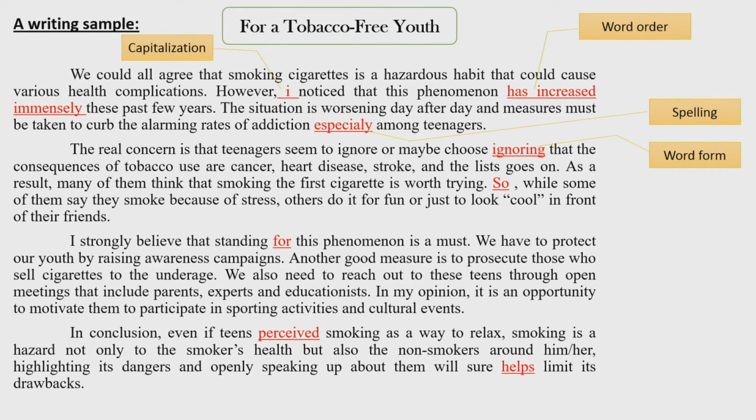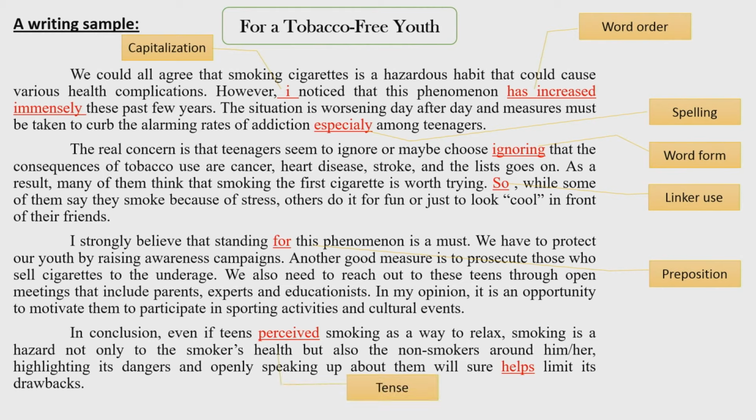The real concern is that teenagers seem to ignore or maybe choose to ignore that the consequences of tobacco use are cancer, etc. The linker used here is a wrong linker. There is no consequence here linking the two sentences. Standing for here is a wrong preposition to use. Standing against this phenomenon is a must.